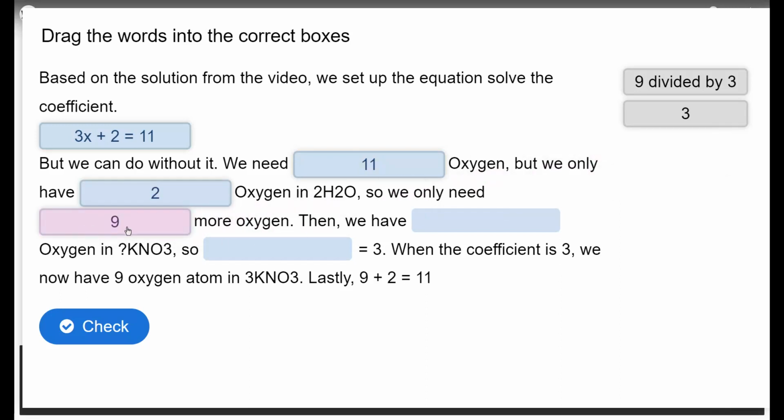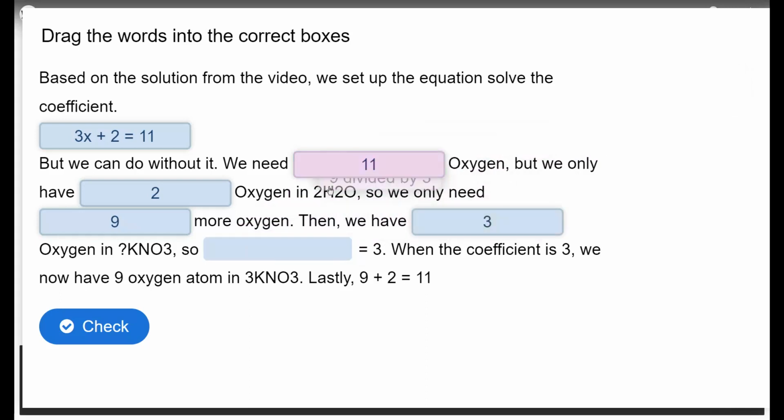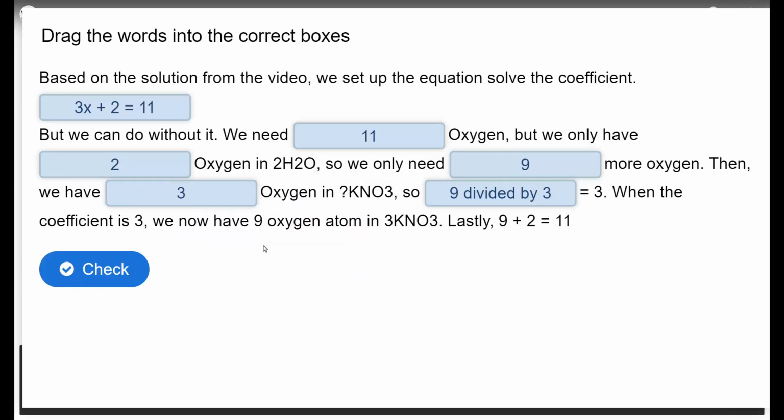Then we have, see what, KNO3? We have 3 of oxygen in there, right? So let's see, hold on, here, we have 3 right there. And then here, if we take 9 divided by 3, we get ourselves 3. Or you can ask yourself, 3 times what number will give me 9? The answer is 3. See that?